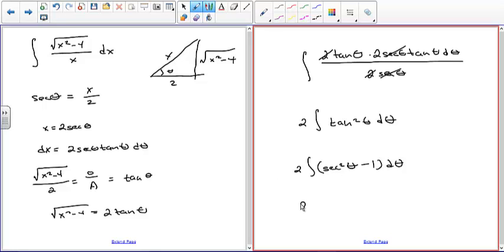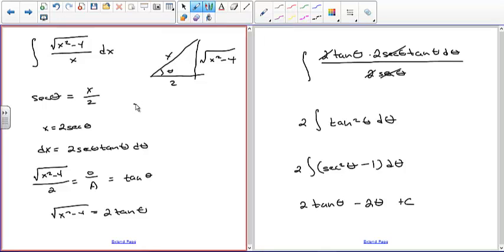So we get 2 tangent theta minus 2 theta plus c. And over here, if you take the arc secant of the secant of theta, you get theta. On the right-hand side, you get the arc secant of x over 2. So we can replace theta with the arc secant of x over 2.